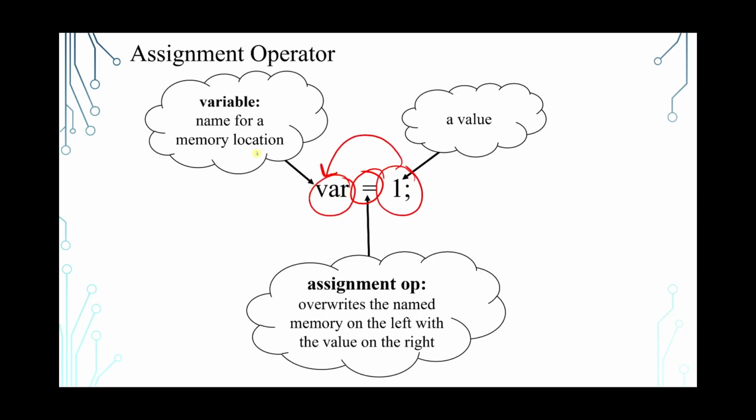So var is the name of the memory location you chose. The 1 is the value. And the assignment operator overrides the named memory location, which is this one, var, on the left with the value on the right. And always we end our C++ statements with a semicolon.